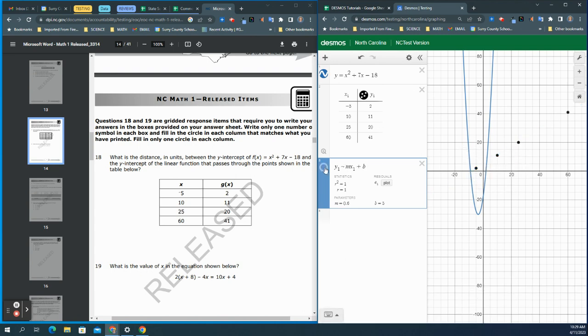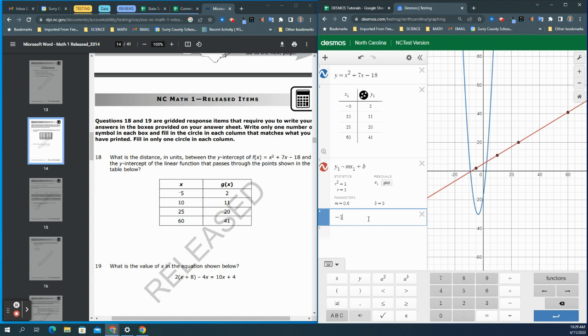I'm going to click here and hold it, and I'm going to change the color to red just so I can see this a little clearer. So again, it's asking for the distance between the 2 points. Distance means I'm going to subtract. So this point is at 5, and this one crosses the y-axis at negative 18. So I'm going to do negative 18 minus 5, negative 23. That means that we're 23 away from negative 18 up to 5, this y-intercept to this y-intercept.